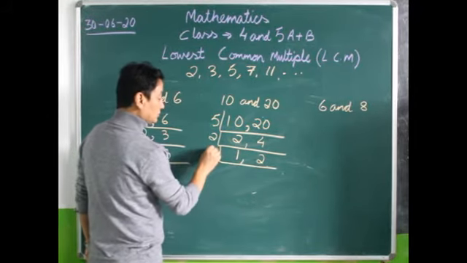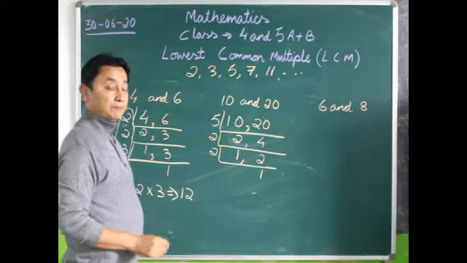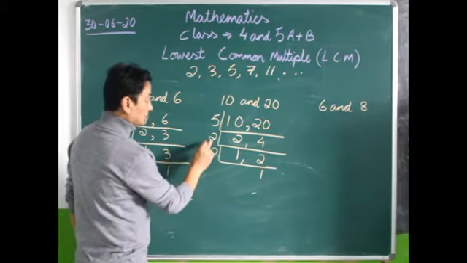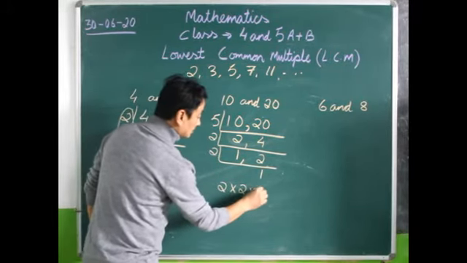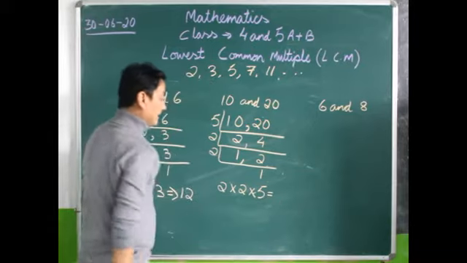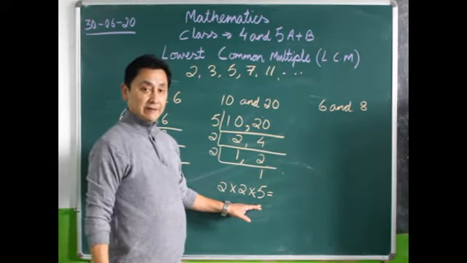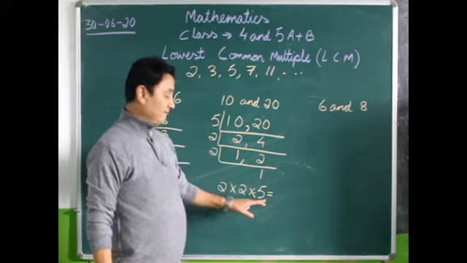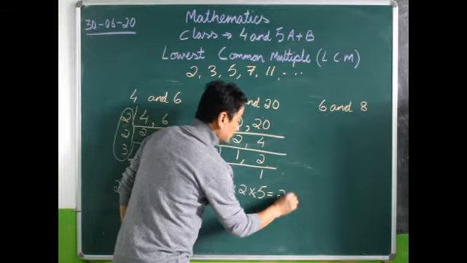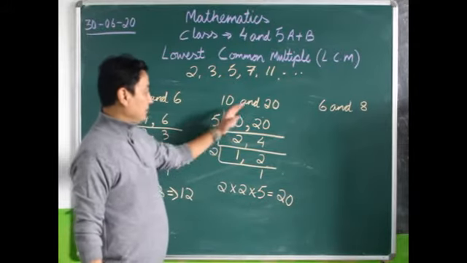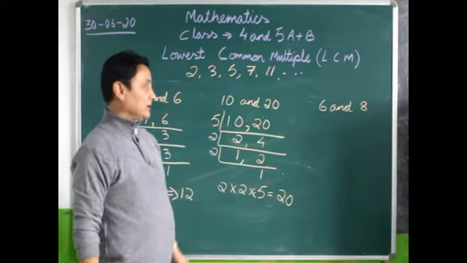Which number will go into 2? 2, 1. Now when you write it down, put the small numbers first. 2 into 2 into 5. So let's multiply. 2 2s are 4, 4 5s are 20. Or 5 2s are 10, 10 2s are 20. Got that? So the LCM of 10 and 20 is 20.